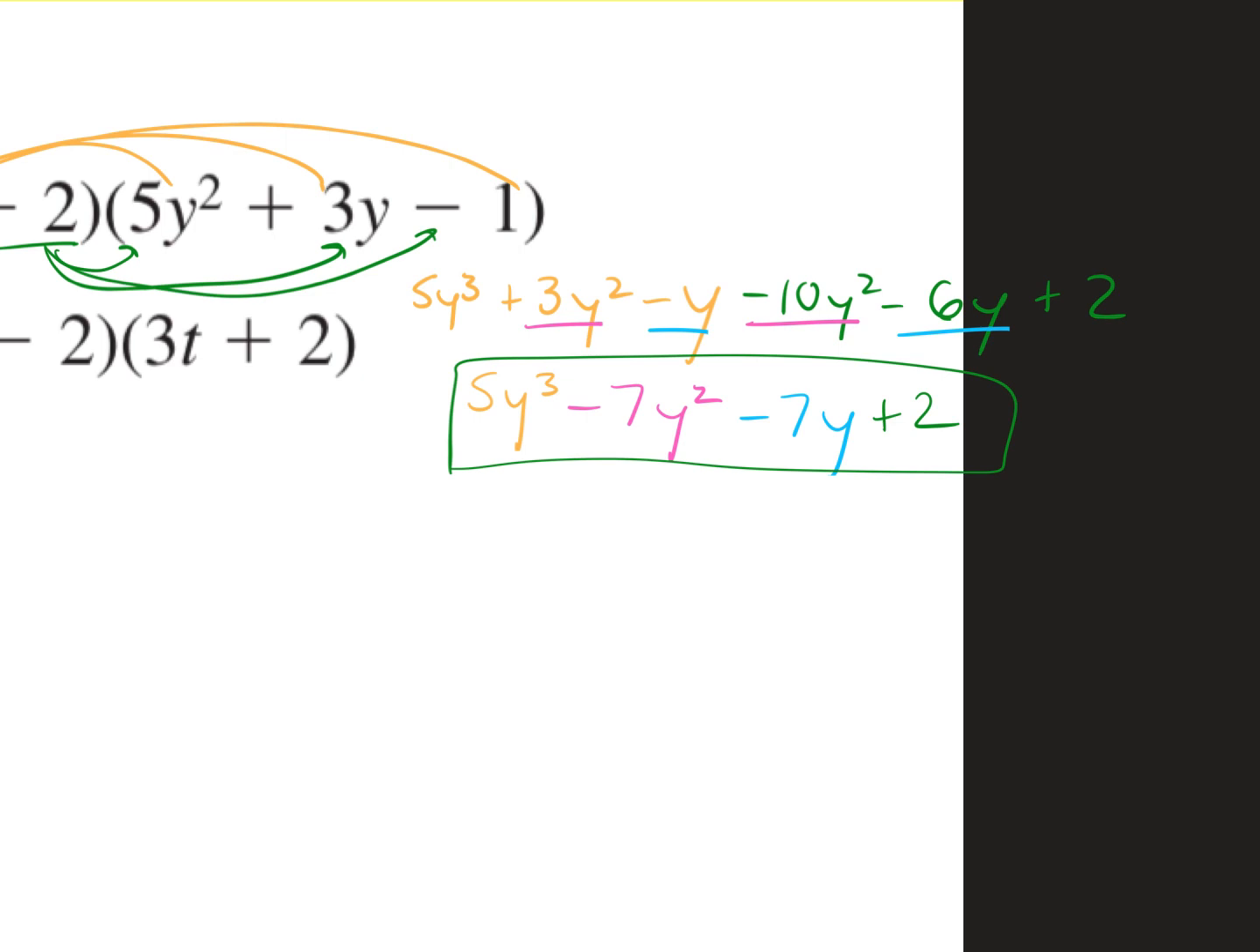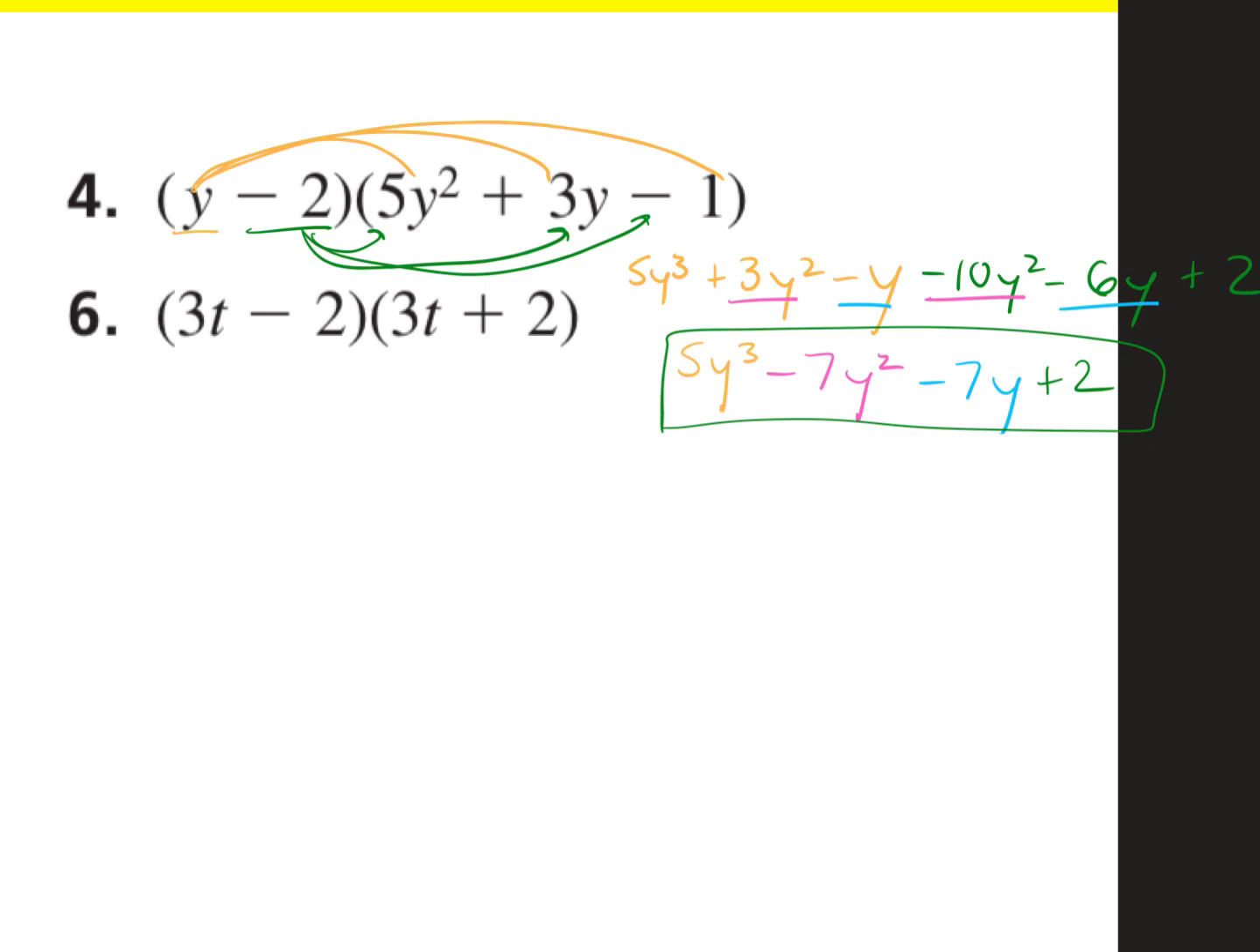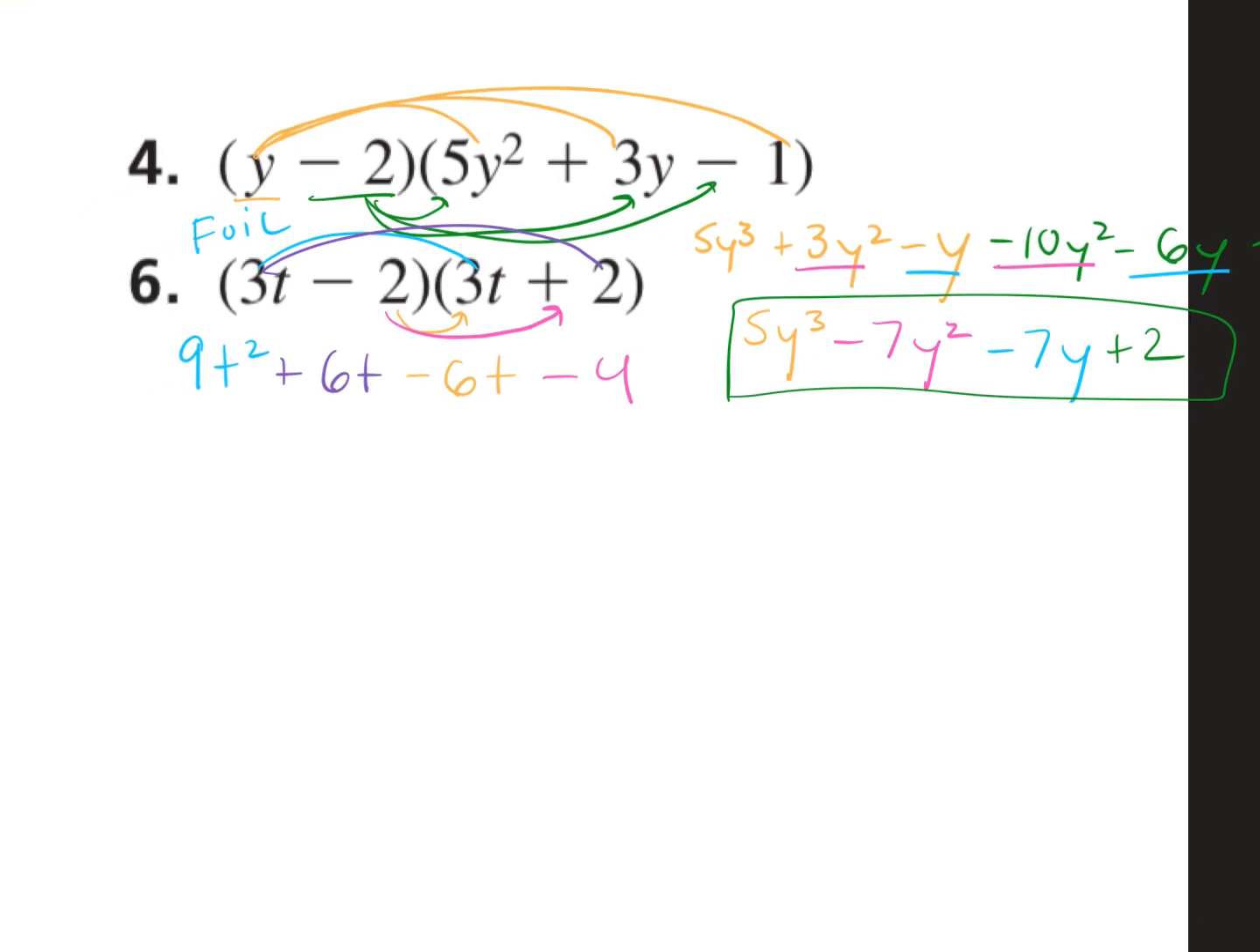How do I multiply number 6? We're going to FOIL. So we have 3t times 3t, 9t squared. We have 3t times 2, 6t. Negative 2 times 3t, negative 6t. And negative 2 times 2, negative 4. So what happens to the 6t's in the middle? They cancel. So we're left with 9t squared minus 4.